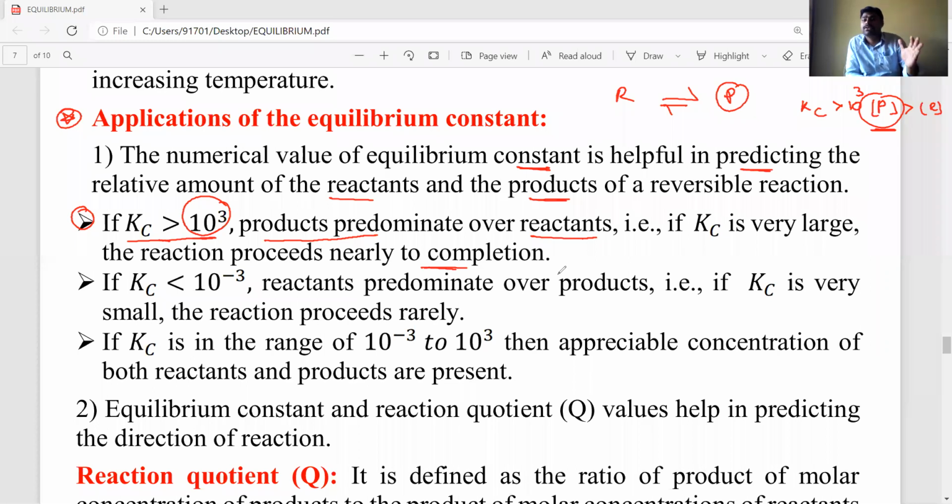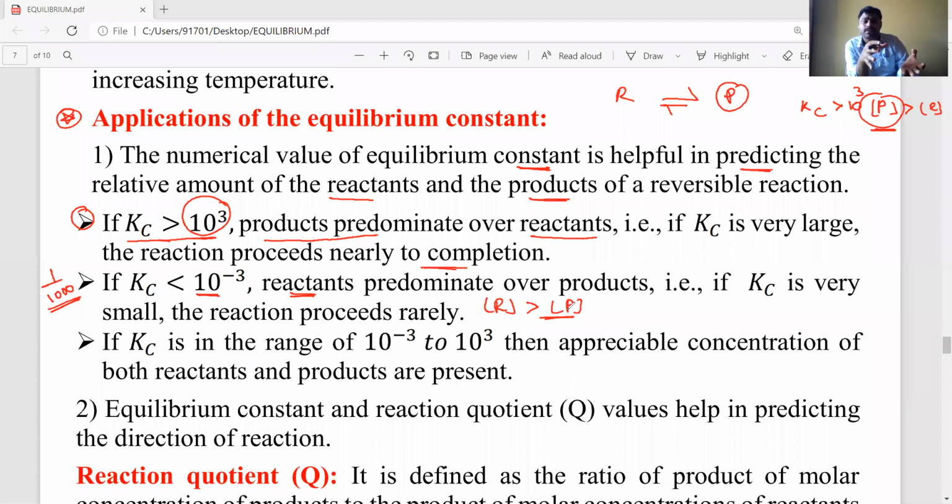Okay, students, so if the Kc value is more than 10 to the power of 3, then the amount of product present is more when compared to reactant. If product is more, the reaction is almost at its end. Now, if the Kc value is very less, around 10 to the power of minus 3, meaning 1 by 1000, which is very less, then the reverse holds. Reactants are predominant. The concentration of reactants is more than the concentration of products. In that case, the reaction does not move forward because the amount of reactants is more, meaning the reaction is rarely proceeding.